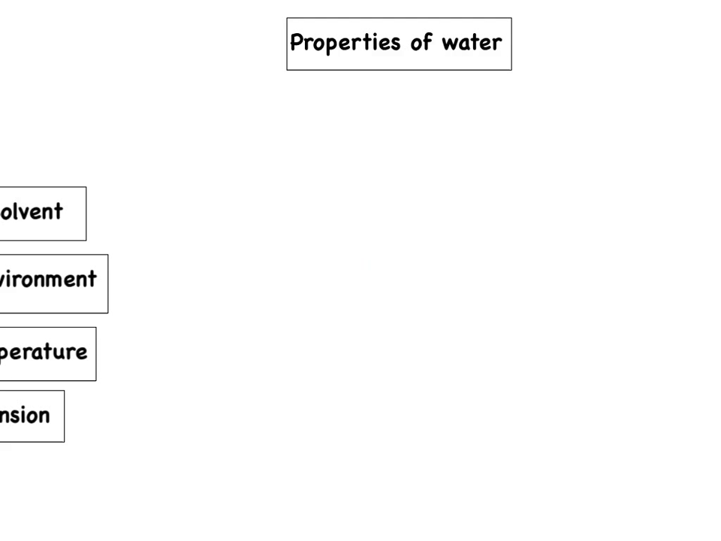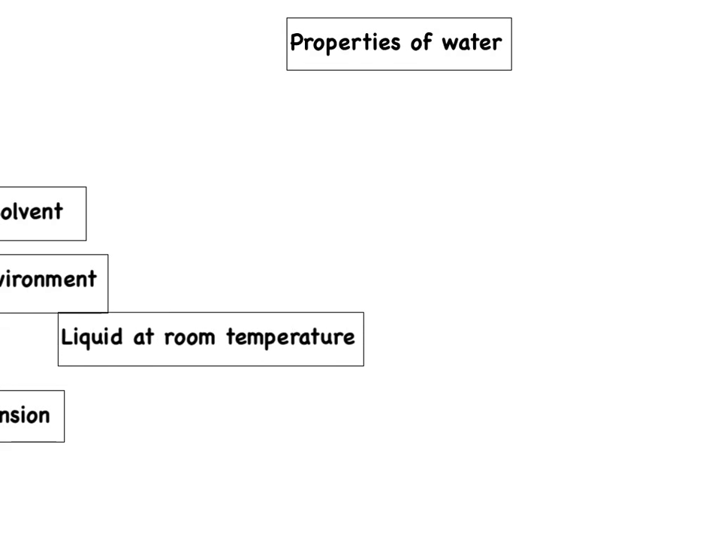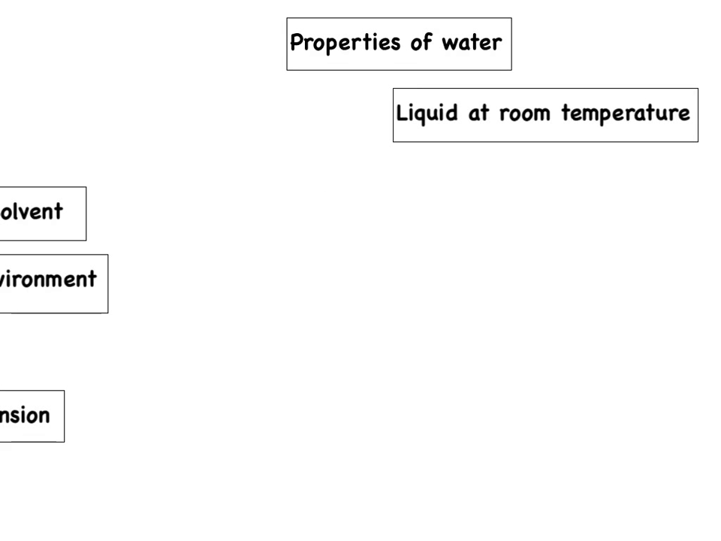So, some of the properties of water. For example, water is a liquid at room temperature. If you were to compare water with ammonia, which has an identical relative molecular mass, ammonia is a gas at room temperature, whereas water is a liquid. Obviously, it being a liquid is very crucial for its function in all living things. The reason why it is a liquid at room temperature is because of hydrogen bonding.